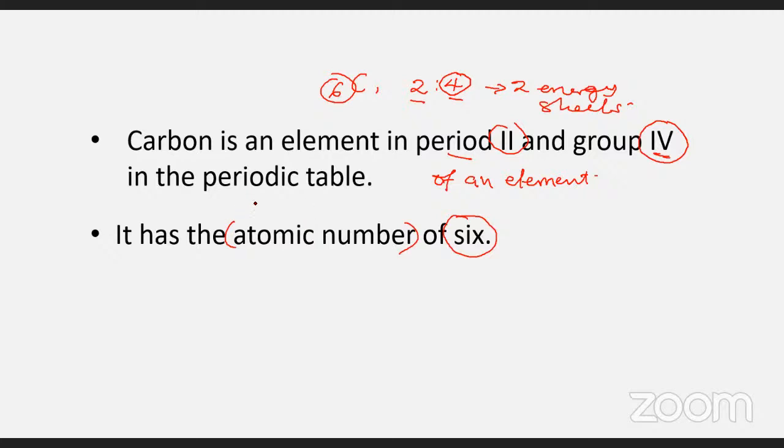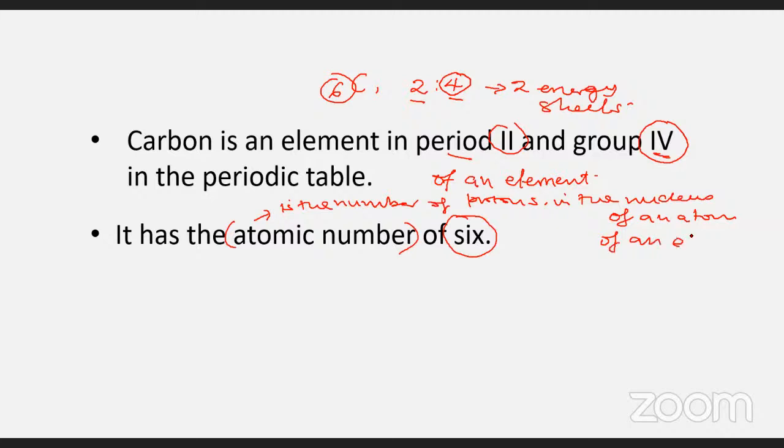Some of us, when defining that, we just say atomic number is the number of protons, and we stop there. This is wrong. You have to go on and add in the nucleus of an atom of an element, because atoms are found in elements. So you have to state all that. Okay, thank you.